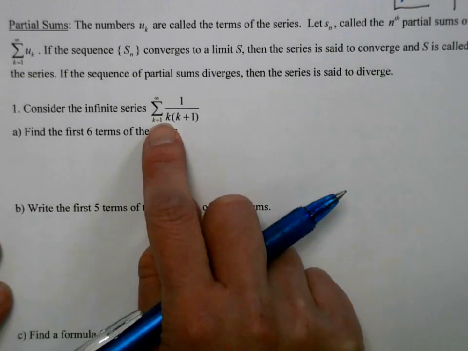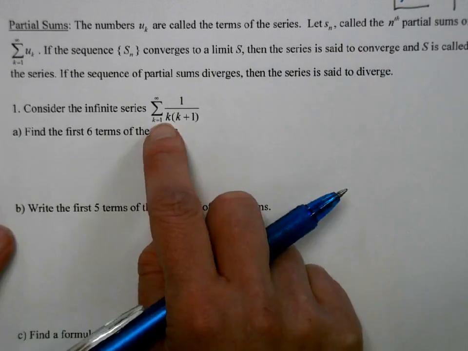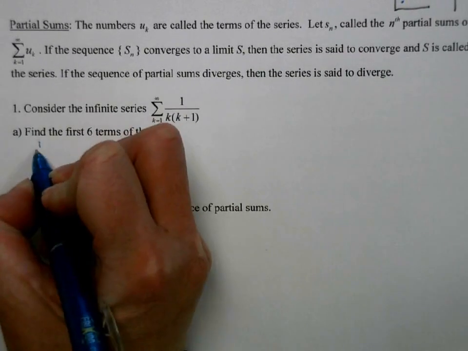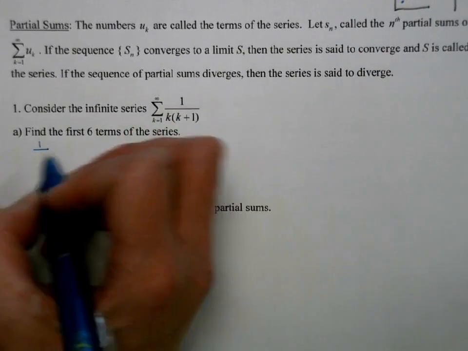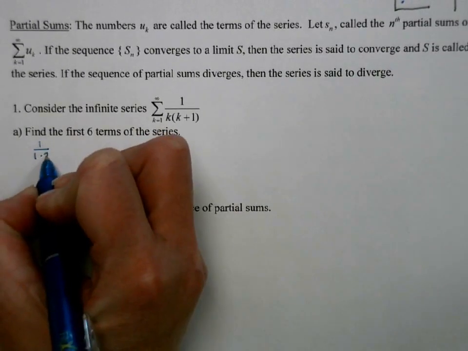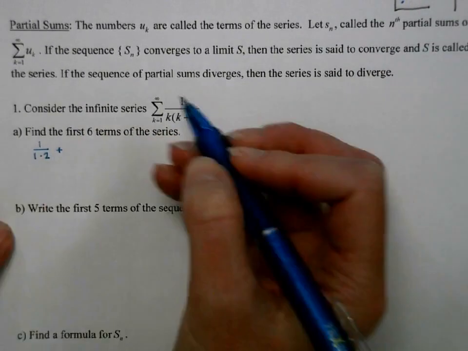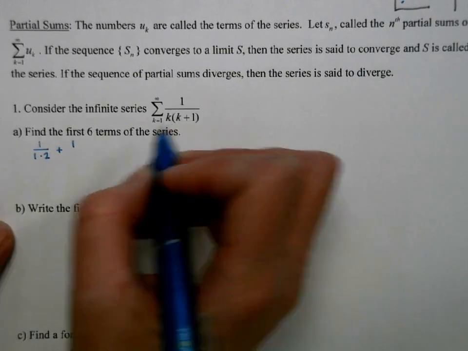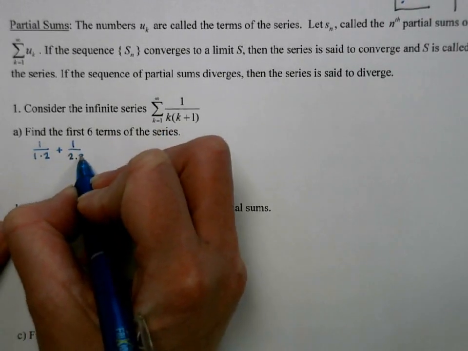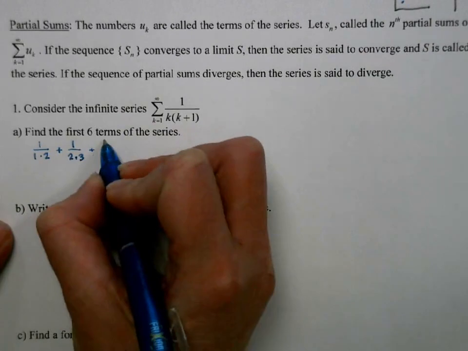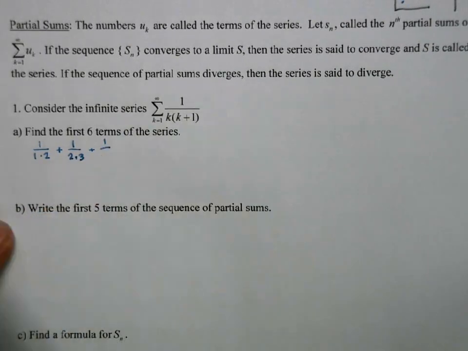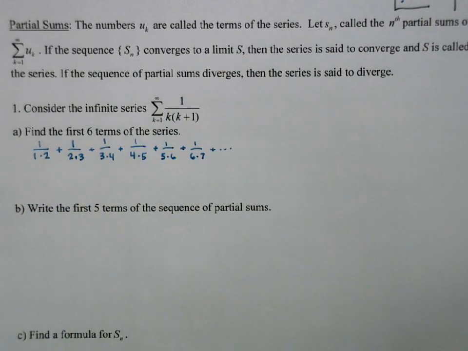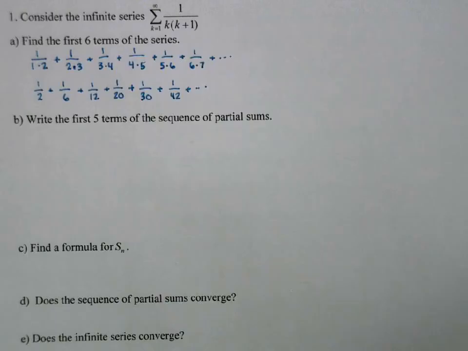Remember, in sigma notation, we always start with this value. So I'm going to start by plugging in a 1. So I'll have 1 times 2 on the bottom. If I plug in 2, my k is 2, so that's 2 and 3, and so on. So we get these values. Next thing I'm going to do is simplify those.